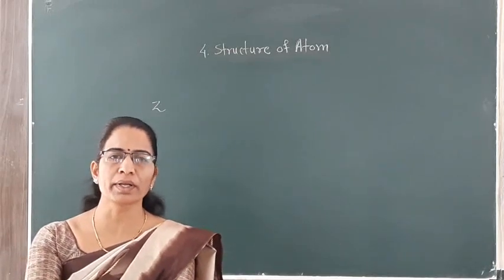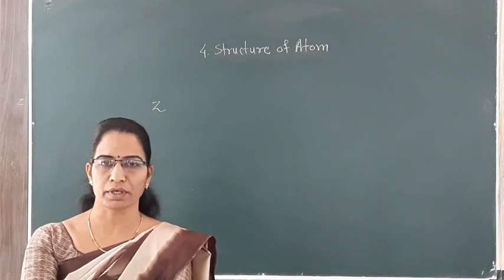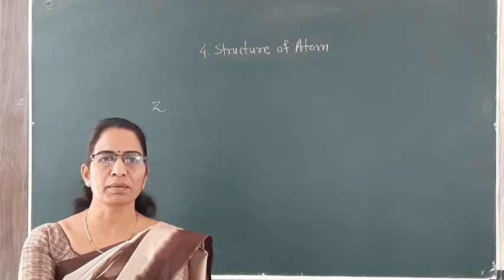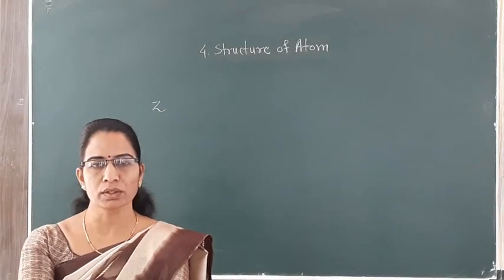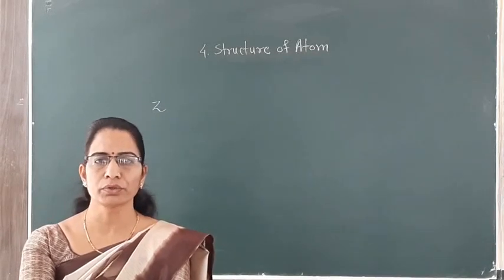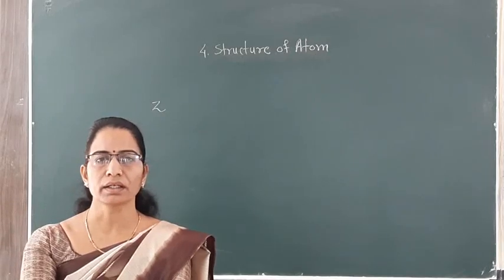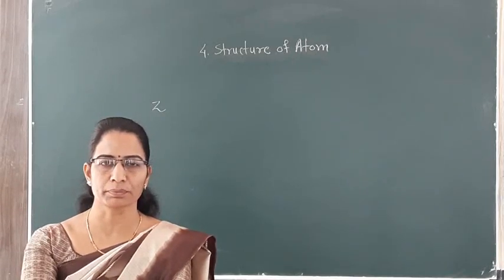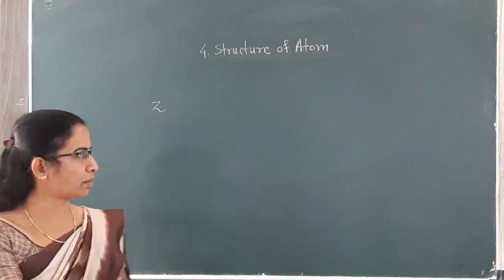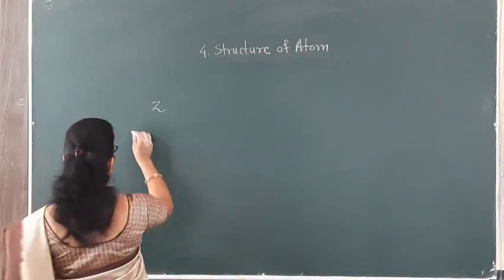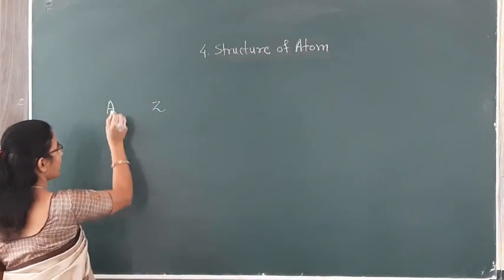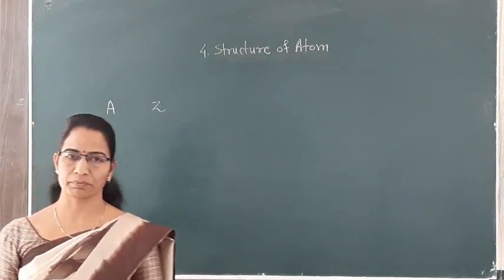Then again we defined the mass number. So what is mass number? The number of protons and number of neutrons present in the nucleus of an atom is called the mass number. And we represented the mass number of that element by symbol A.